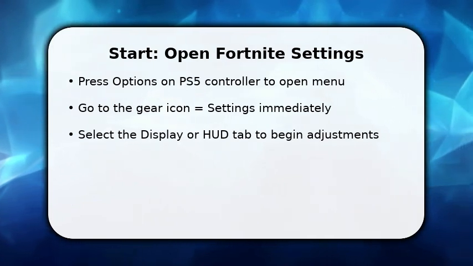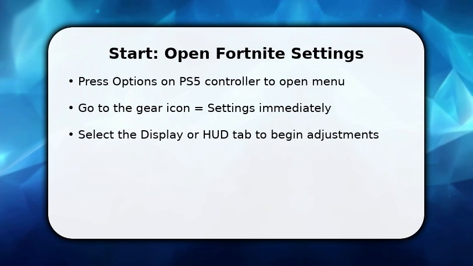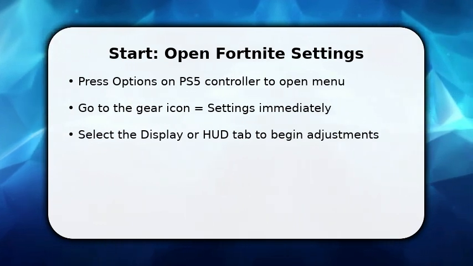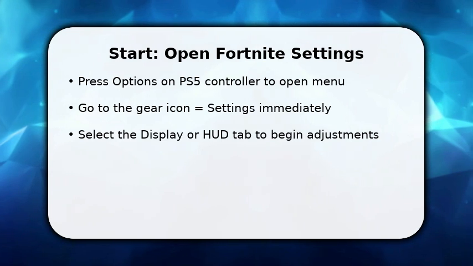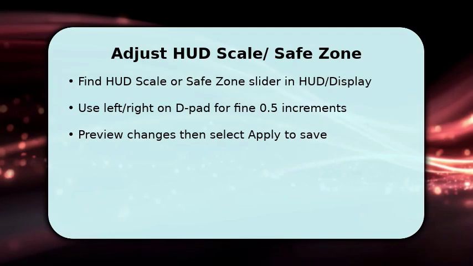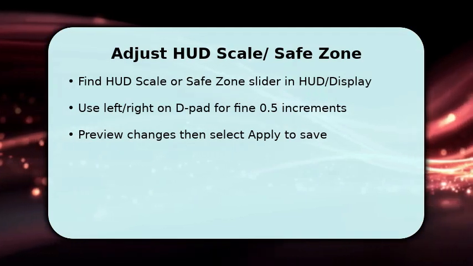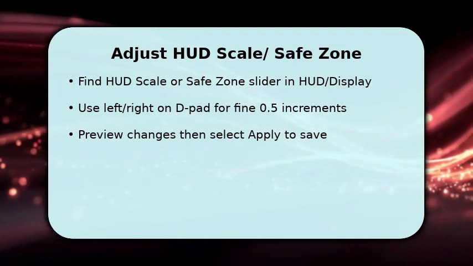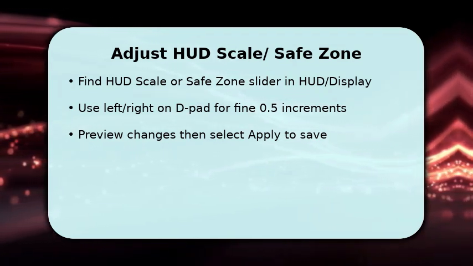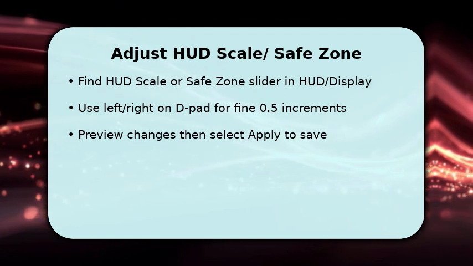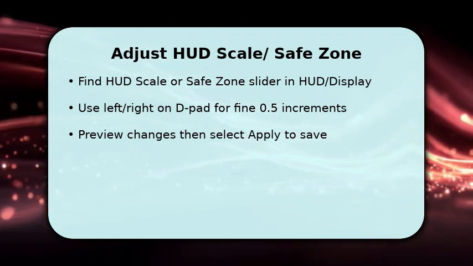Don't stop here. The next slide walks through the actual slider and apply step you must use to change the view. Now adjust the HUD scale or safe zone slider using the D-pad or analog stick. This changes how much of the screen the UI and play area use. Move slowly and watch the live preview so you can see the edges of text and build prompts shift.